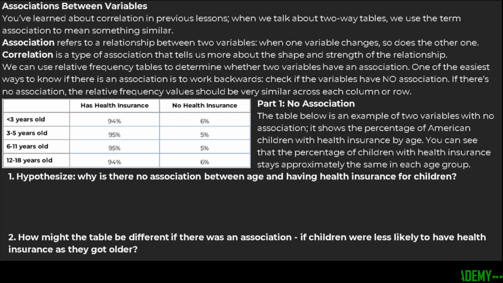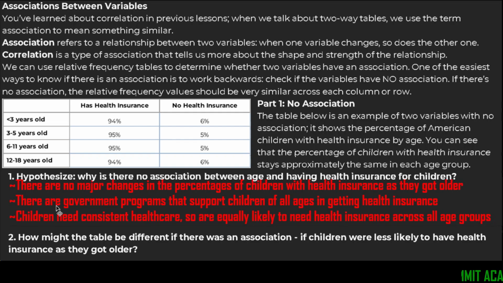It says the table to the side here is an example of two variables with no association. It shows the percentage of American children with health insurance by age. You can see that the percentage of children with health insurance stays approximately the same in each age group. So let's hypothesize. Why is there no association between age and having health insurance? So there are three options here. I want you to write one. Mister, there's three options. What do I write?